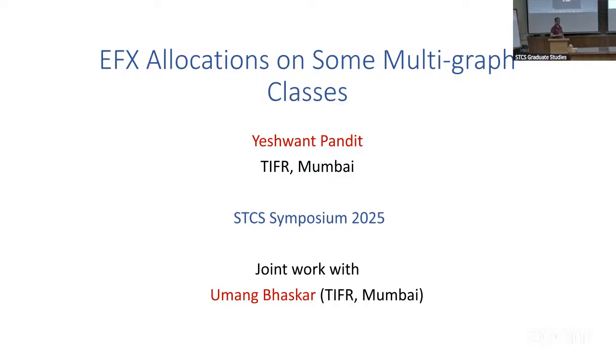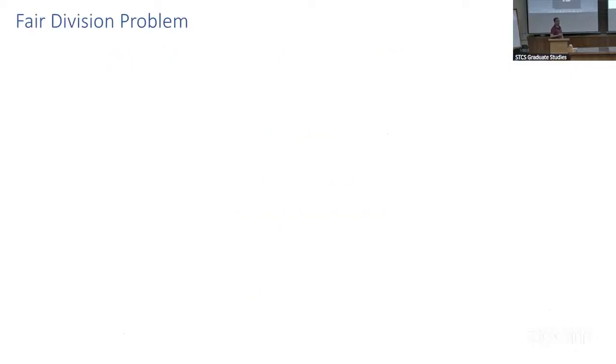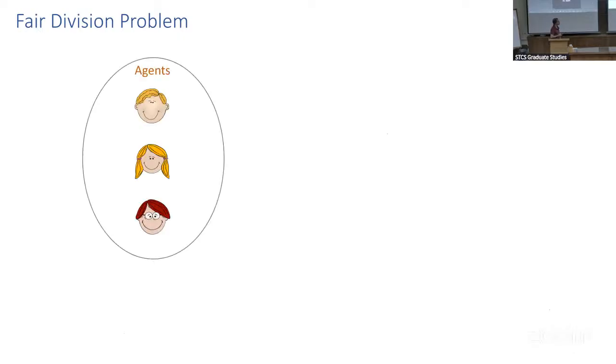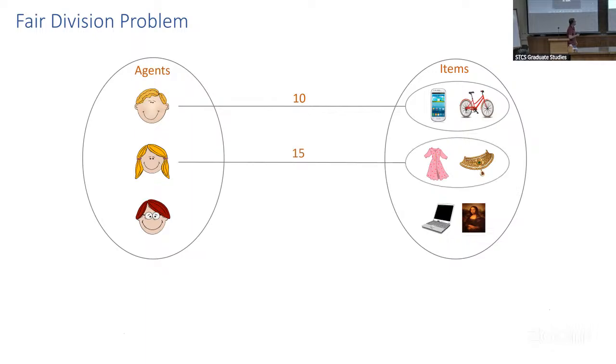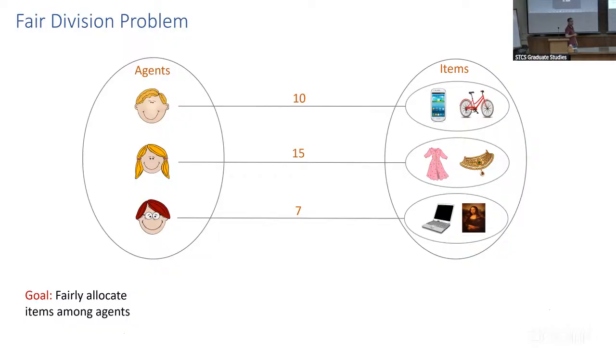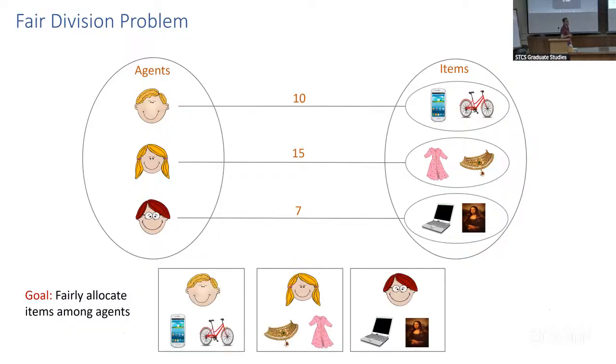So let me start by defining the general problem that we are attempting, and then we'll go to the specific problem that we attempted. The general problem is called the discrete fair division problem. In this, we are given a set of agents and a set of indivisible items. Each agent has a value for every subset of items. For example, the first agent has value 10 for the subset containing cell phone and bicycle. The second agent has value 15 and so on. And the goal is to allocate these items fairly among the agents.